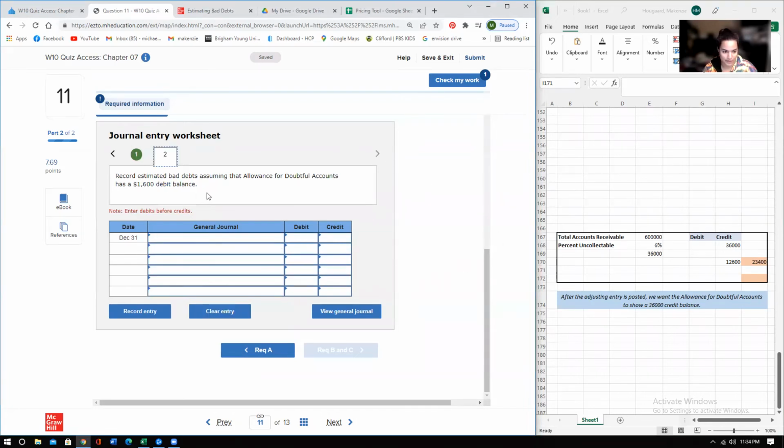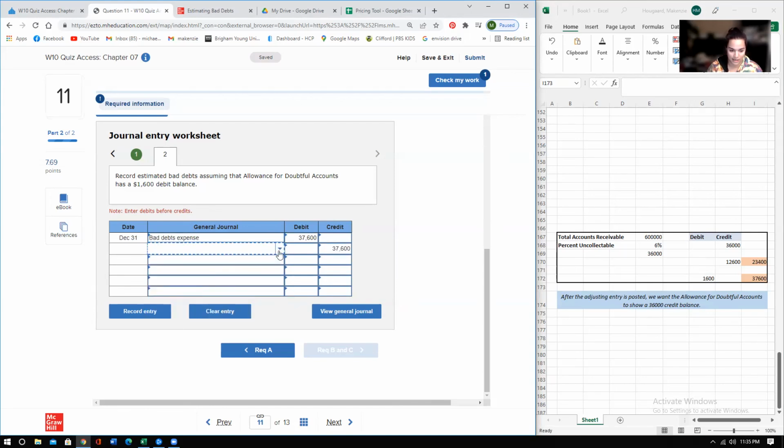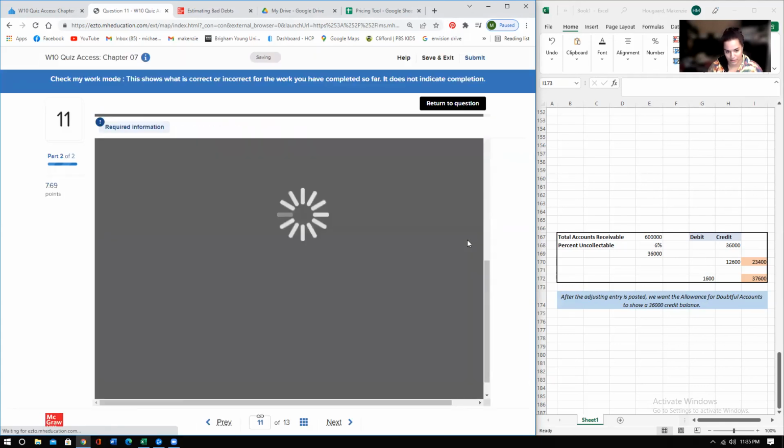Going on to the next one, a $1,600 debit balance. All right, so to get to a $36,000 credit, then we need to credit 1,600 plus this 36,000. Just that number. And we always debit the bad debts expense and credit the allowance for doubtful accounts. And then we can check our work.